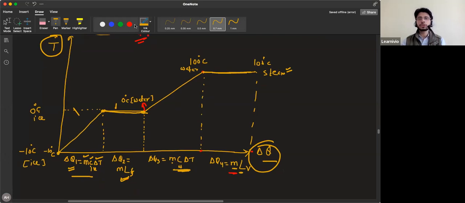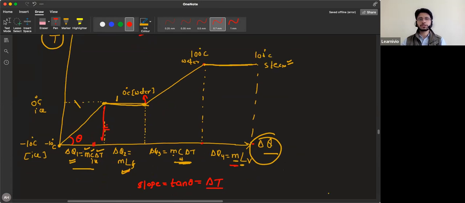The first type of question is on slope. What is the significance of slope? So if I calculate slope, this is the x-axis, theta, so the slope will be tan theta. How much is tan theta? Tan theta is perpendicular upon base. Perpendicular is this line, which is change in temperature, delta T. Base is this one, which is heat, which is mc delta T.